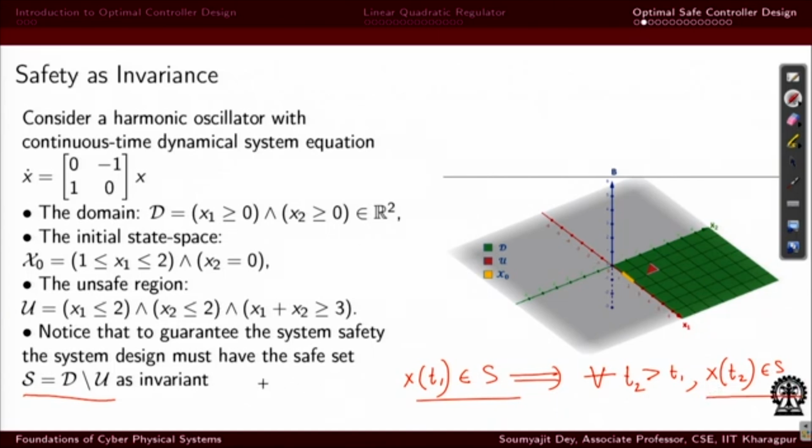And also we have an initial state. That means we are assuming that the initial state is definitely in the safe set, and not only that, if I start from the initial state, eventually at some t1 greater than 0 I am still in S, and then I continue to be in S.